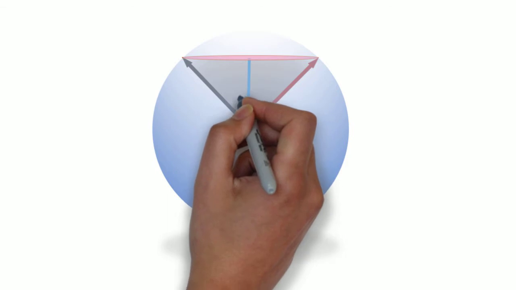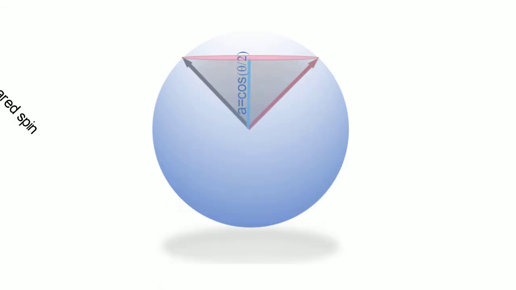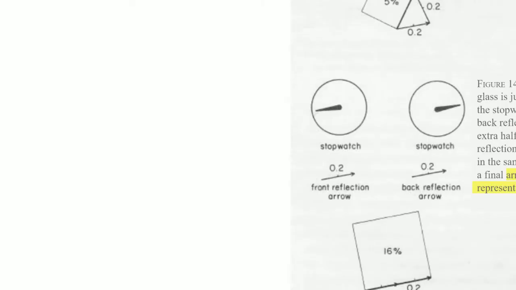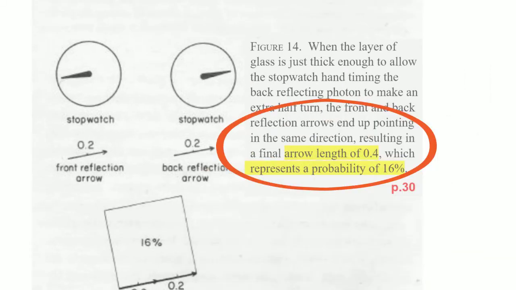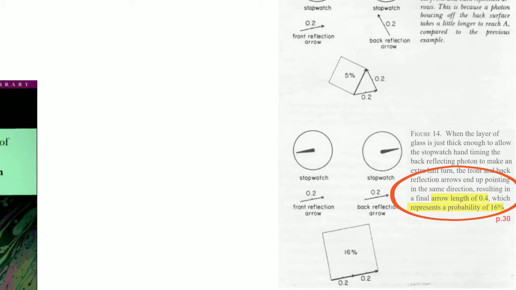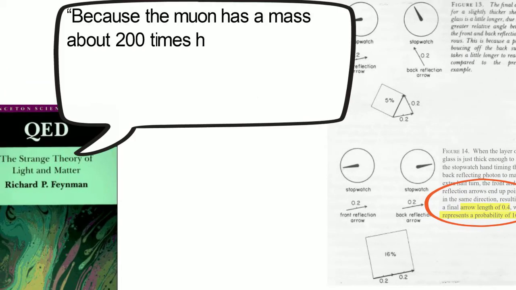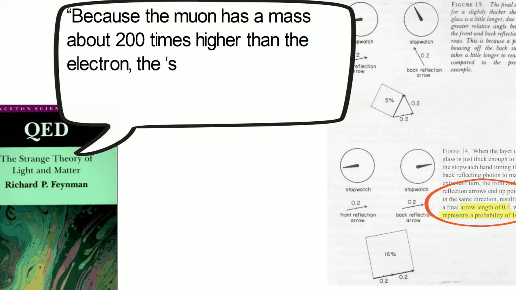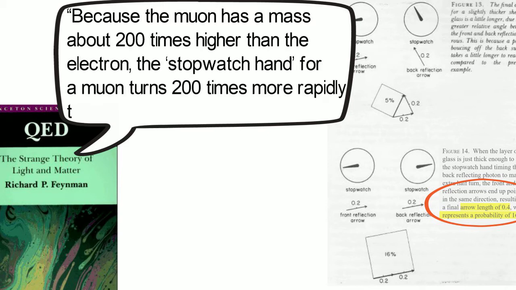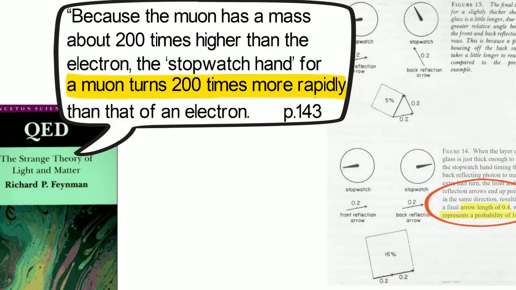Phyxed physically identified probability amplitude as it relates to spin correlation in episode 9. Feynman also imagined a spinning arrow for this, adding, because the muon has a mass about 200 times higher than the electron, the stopwatch hand for a muon turns 200 times more rapidly than that of an electron.